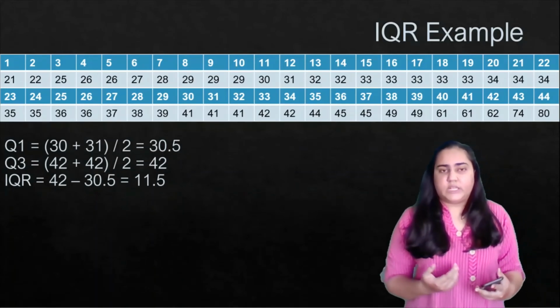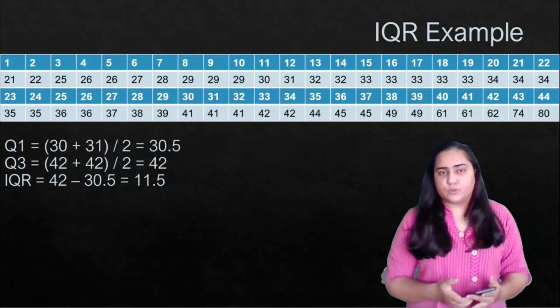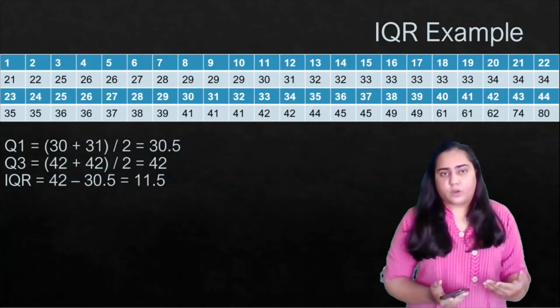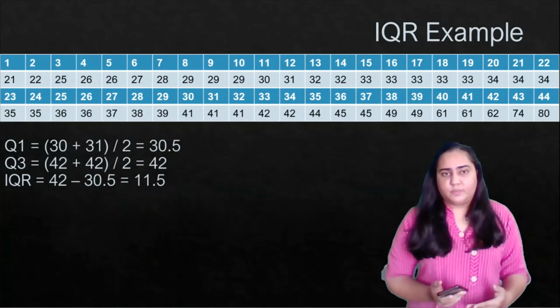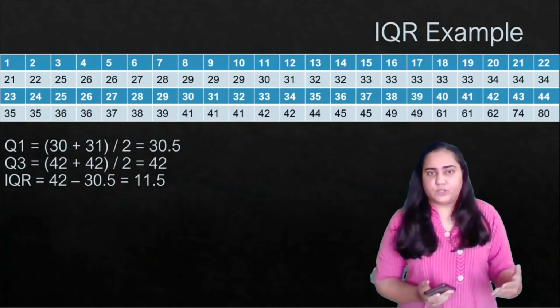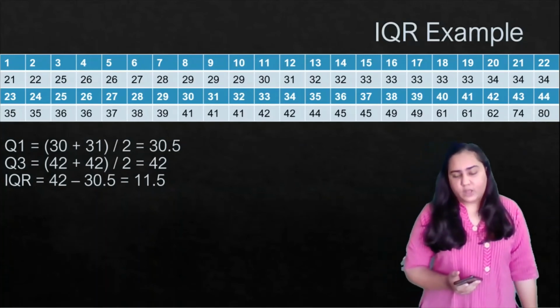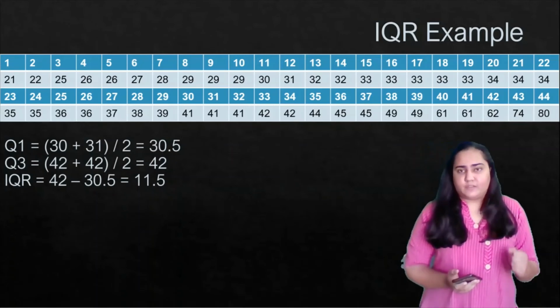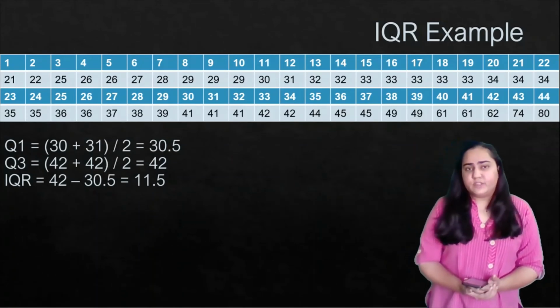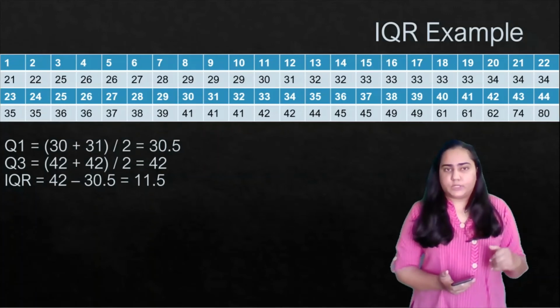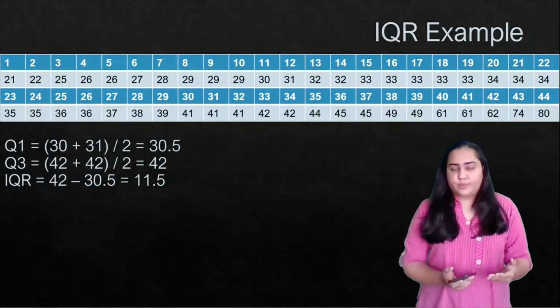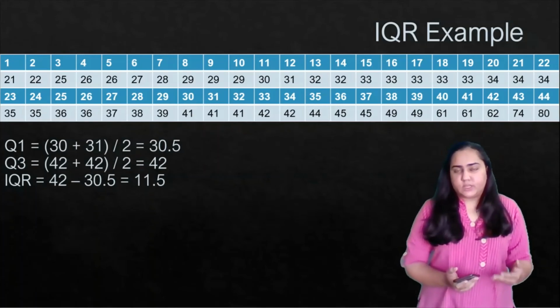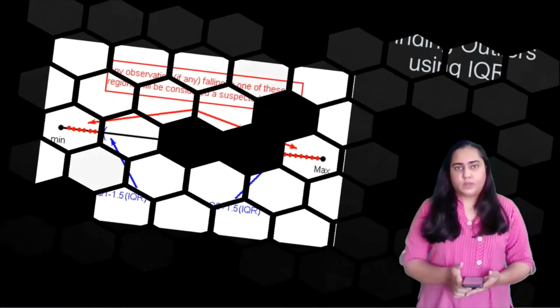In order to find the interquartile range, which is the IQR, I just need to subtract Q1 from Q3, which means I just have to do 42 minus 30.5, and that gives me 11.5. Once you have calculated these quartiles, Q1, Q3, and IQR, this will help you to detect outliers in your dataset, which can be done in this manner.